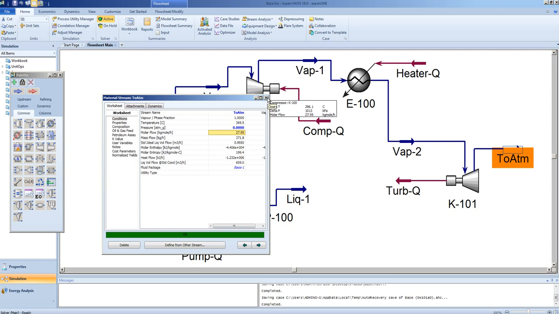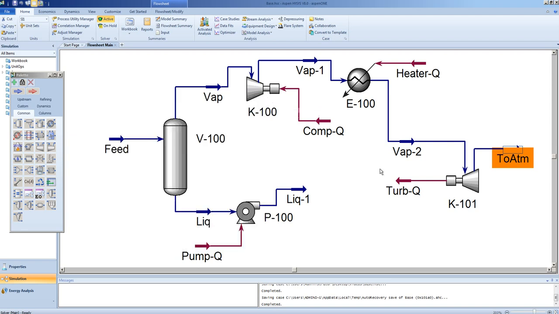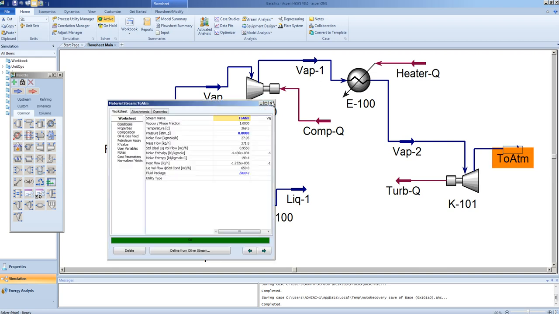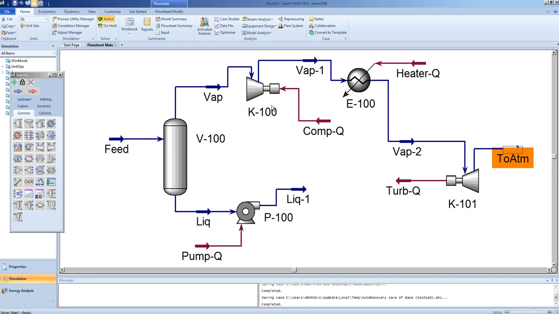Note your turbine solves. And the power recovered is roughly 81 kilowatts. And the temperature of the exiting stream has dropped to 369.5. Vapor fraction is still 1, so no condensation has happened inside the turbine.